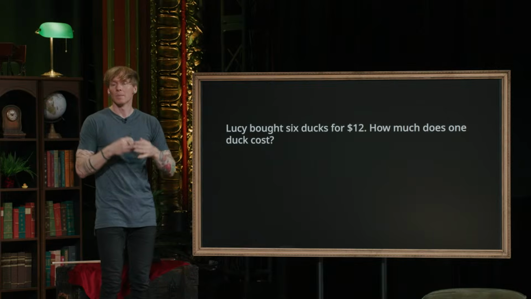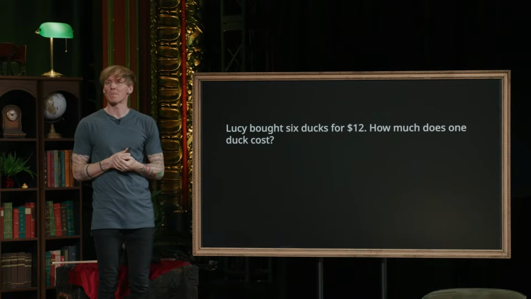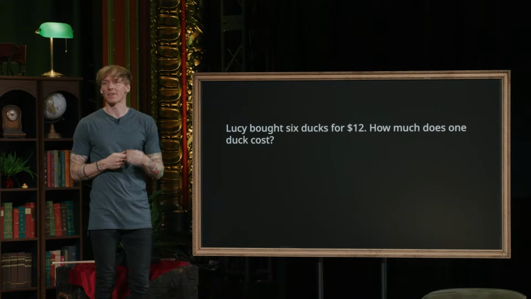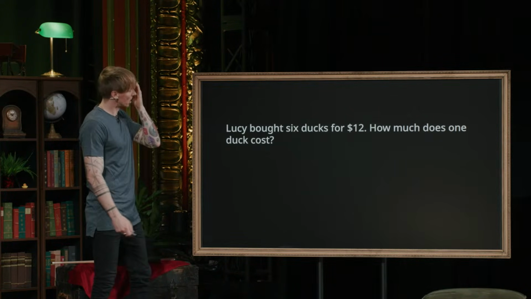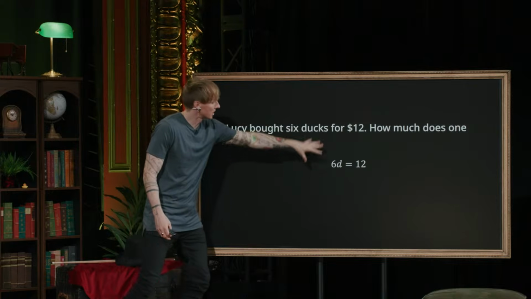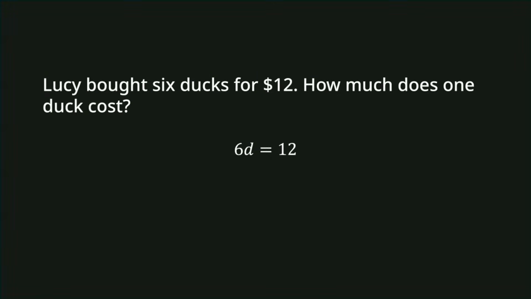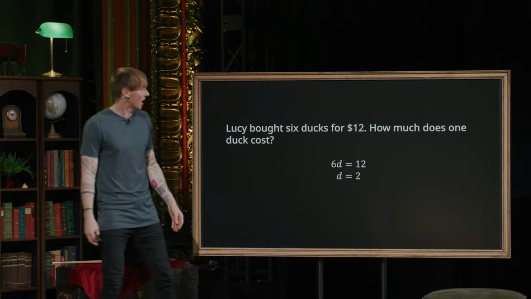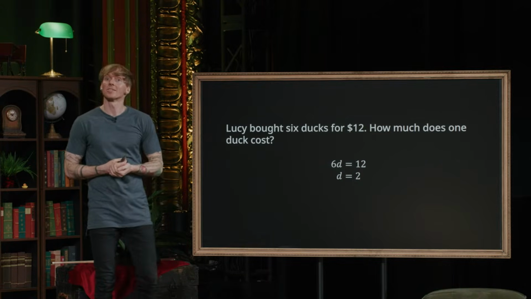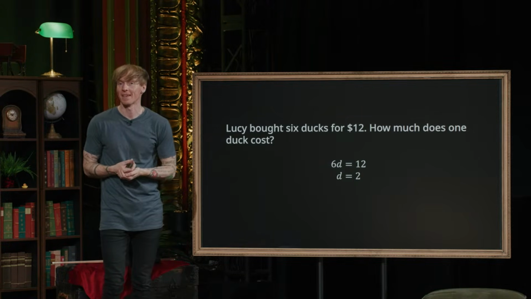Now I imagine most of you watching have an idea of what the solution should be, but let's just write out those steps and be very clear about what's happening. So 6 ducks for $12. So let's say 6d is equal to 12. So again, that's capturing that information that we have 6 ducks. And then we divide both sides by 6. So dividing 6 by 6 gives us 1. 12 divided by 6 gives us 2. So the answer is d equals 2. How much does 1 duck cost? $2, which of course is the correct answer.